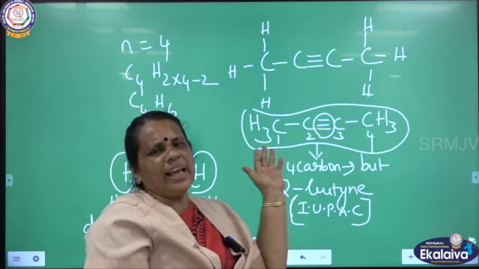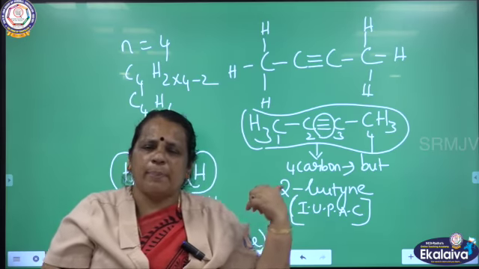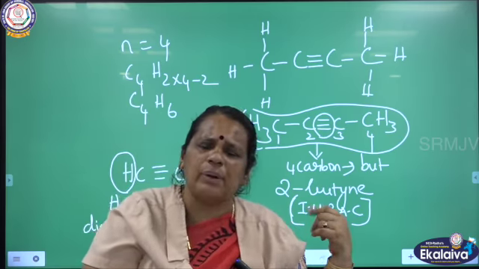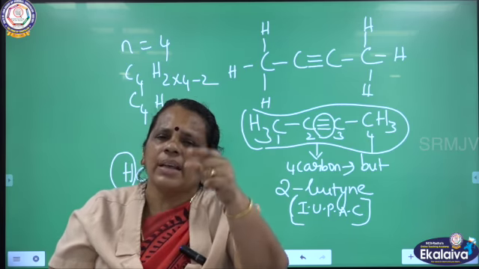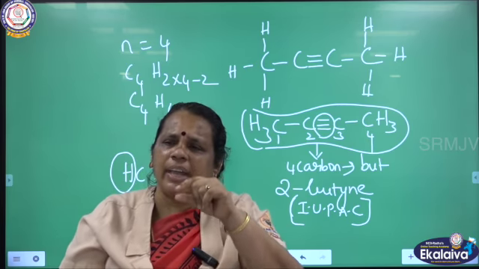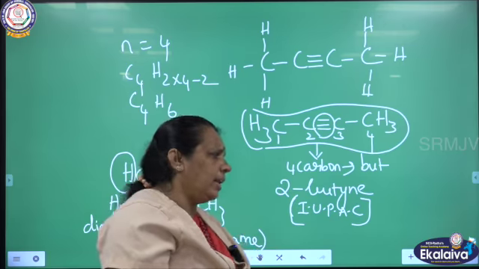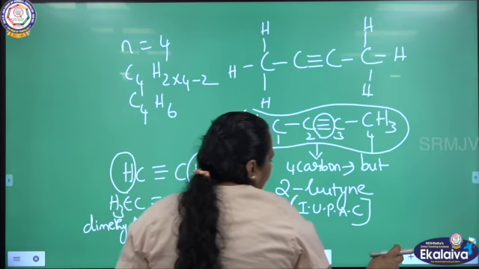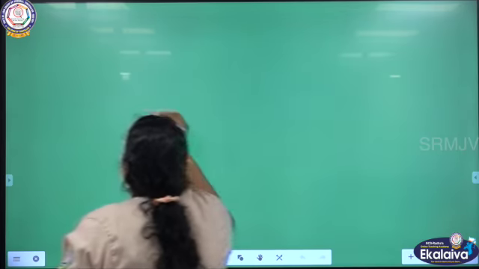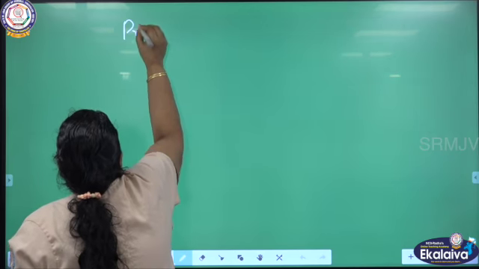It is a position isomer because the position of a triple bond is between 2 and 3 here. A starting point has to be taken. So I have taken 2 as a starting point here. So it is 2-butyne. The same compound I can write as 1-butyne also. So, position isomerism.